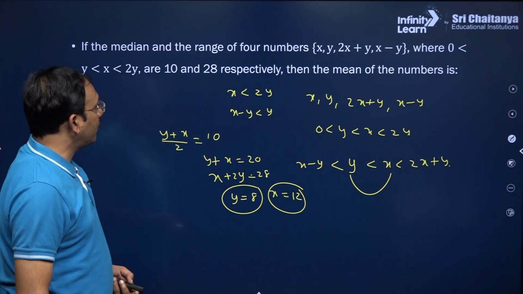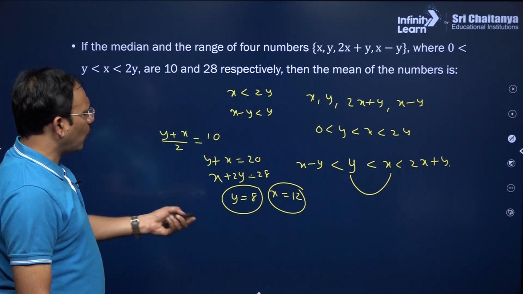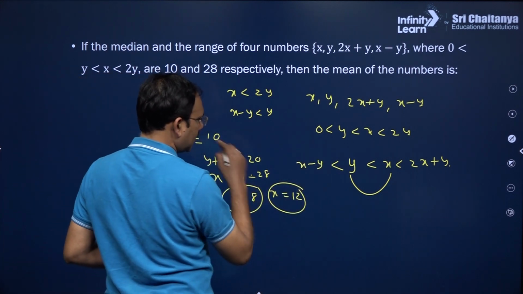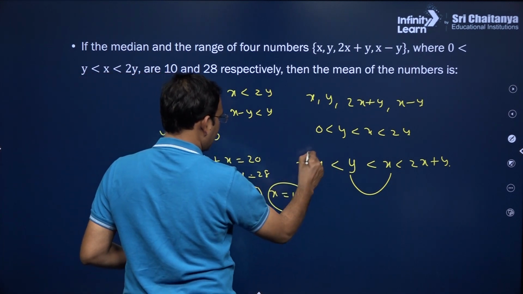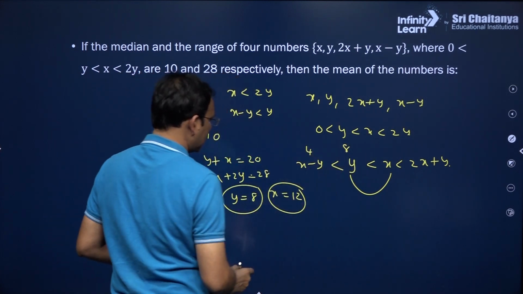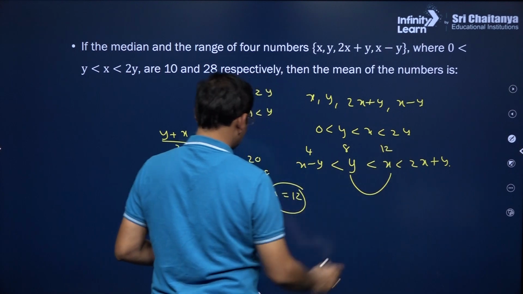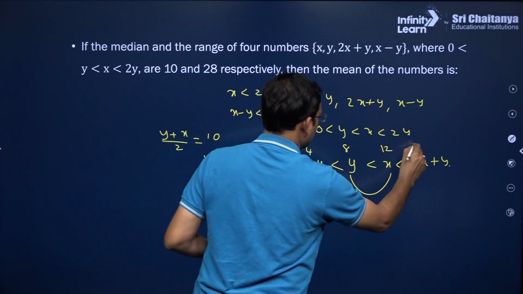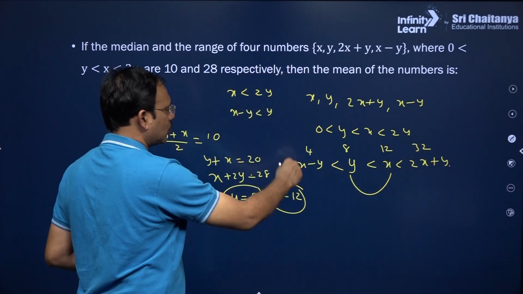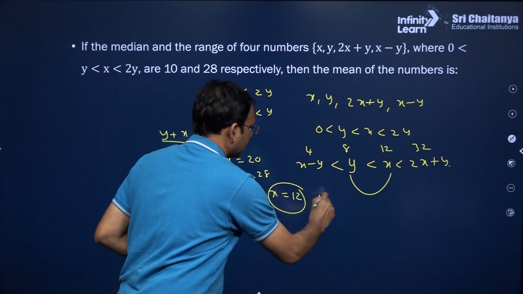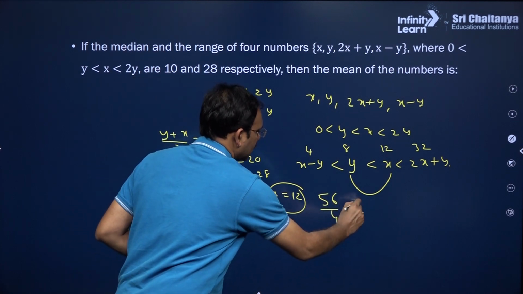So now the mean of the numbers, once you know x and y, you can find this. So you can say the numbers x minus y is 4, y is 8 and x is 12, and 2x plus y, 24 plus 8, 32. I want the average of these: 40, 52, 56, 56 by 4, which is 14.